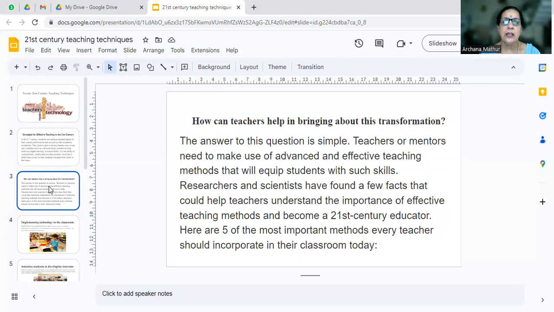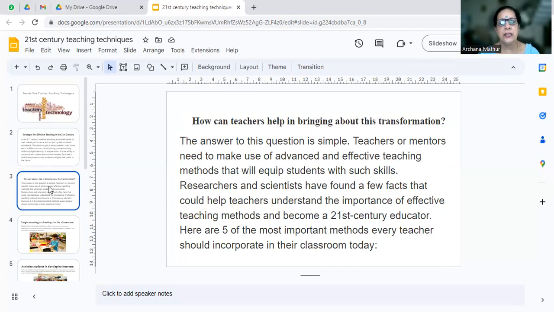Now, how can we as teachers or educators help in bringing about this transformation? That is, how to implement the new technologies or the new techniques in the system of education. This is simple. We just have to change our mindset. We have to make use of advanced and effective teaching methods that are going to equip our students with such skills. So the best thing is to not experiment, but to set an example before your children.